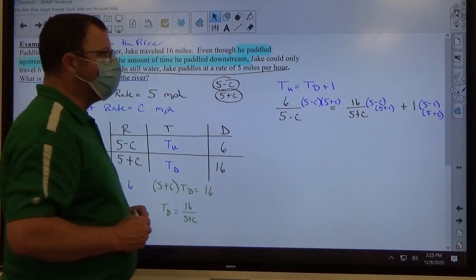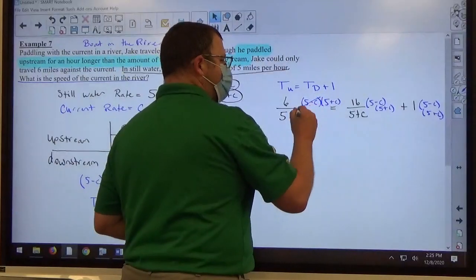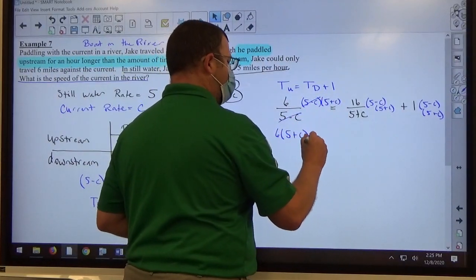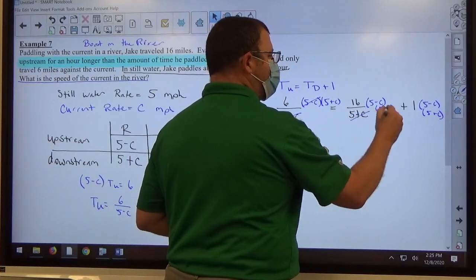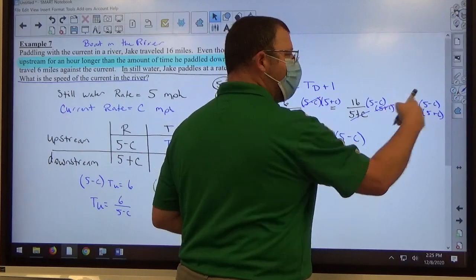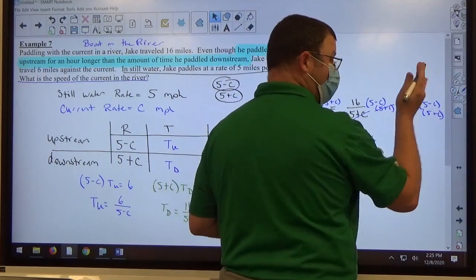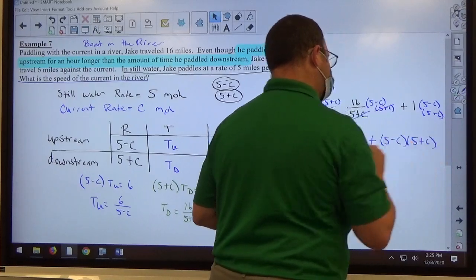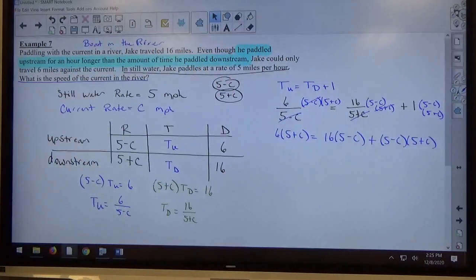We cancel before we multiply, so this 5 minus c cancels that 5 minus c, leaving me with 6 times 5 plus c. This 5 plus c cancels that 5 plus c, leaving me with 16 times 5 minus c. Nothing cancels here, leaving me with 1, which doesn't matter, times 5 minus c times 5 plus c. So we successfully get rid of all the fractions.